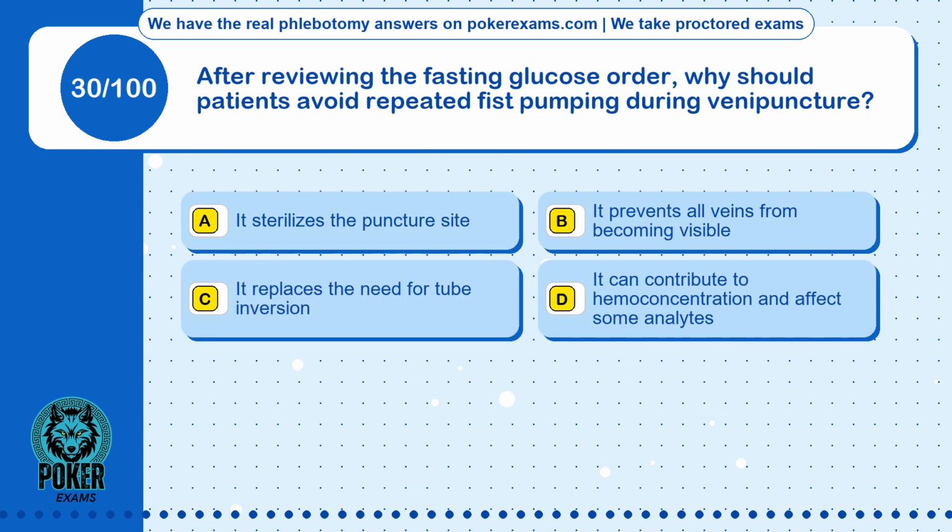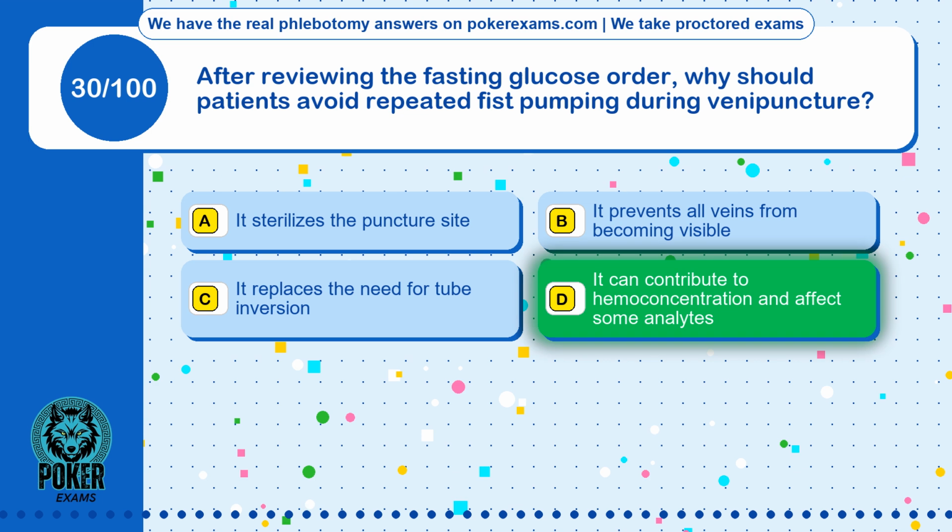Question 30. After reviewing the fasting glucose order, why should patients avoid repeated fist pumping during venipuncture? Option A. It sterilizes the puncture site. Option B. It prevents all veins from becoming visible. Option C. It replaces the need for tube inversion. Option D. It can contribute to hemoconcentration and affect some analytes.